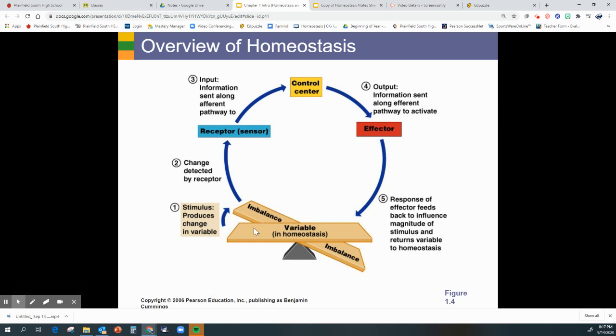Same thing happens if we go the other way. If 98.6 degrees is what we're looking for, and we're at 95 degrees, we need to increase body temperature. So now that stimulus will be picked up by the receptor that says we're 95. The control center says, whoa, wait a minute, we're not supposed to be 95, we're supposed to be 98.6 degrees. We're going to send a signal now to vasoconstrict. We're going to clamp those blood vessels down near the surface of our skin.